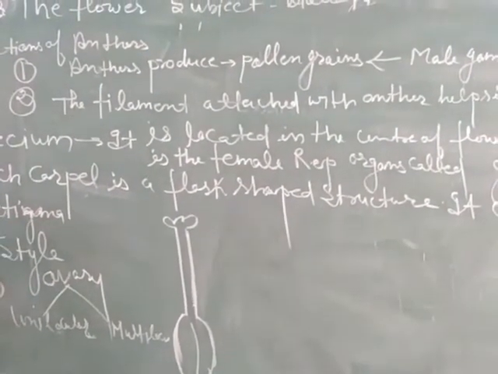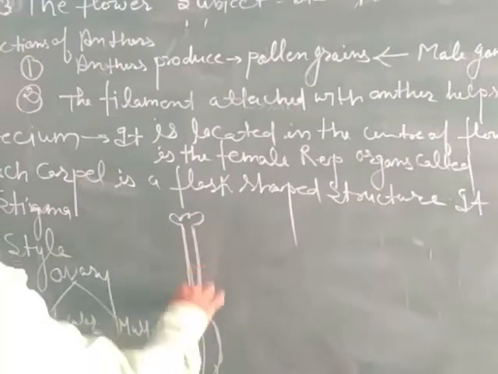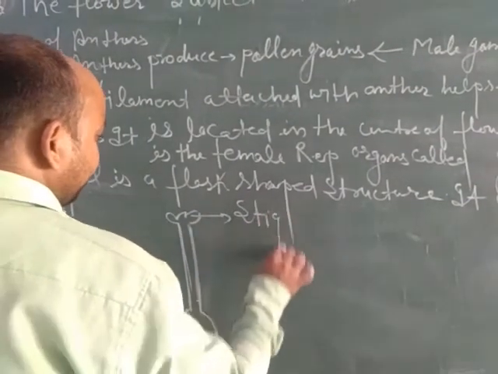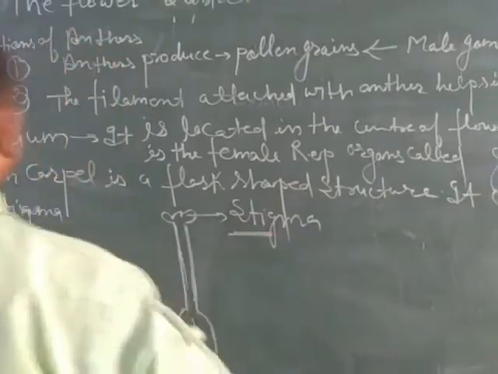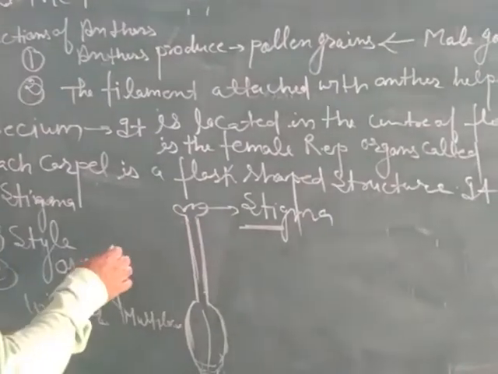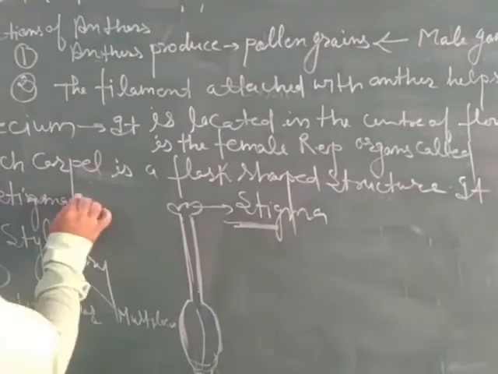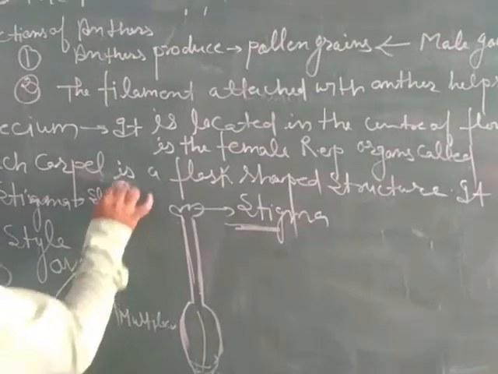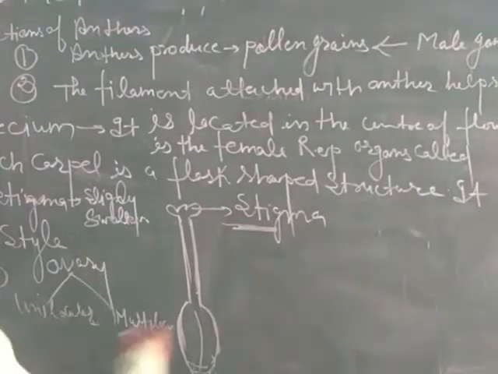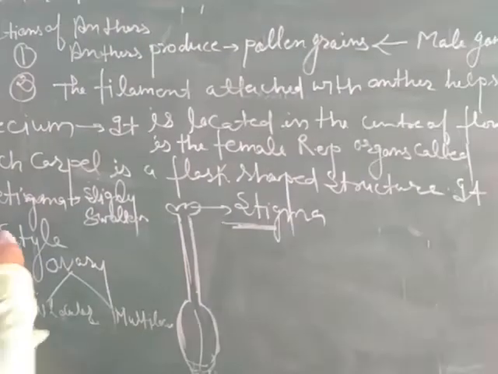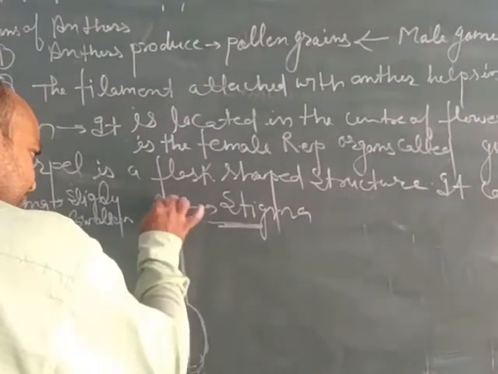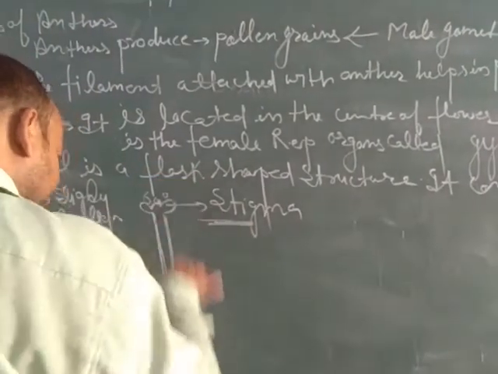The first part is the stigma. Stigma is the uppermost part of the carpel. It is sticky in nature; that's why it is called stigma. The tip of the carpel is called stigma. It is slightly swollen, a slightly swollen portion of the gynoecium. It contains a sticky substance so that pollen grains may attach on this surface.